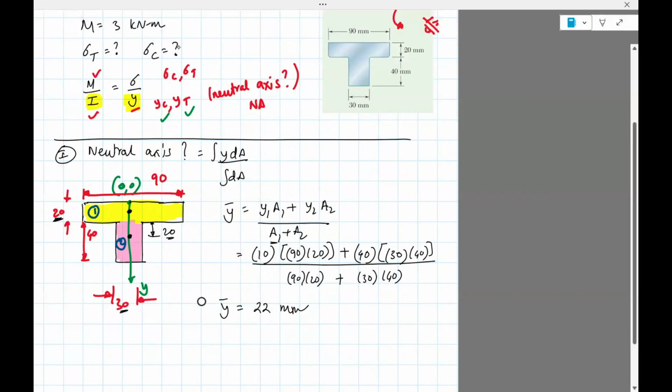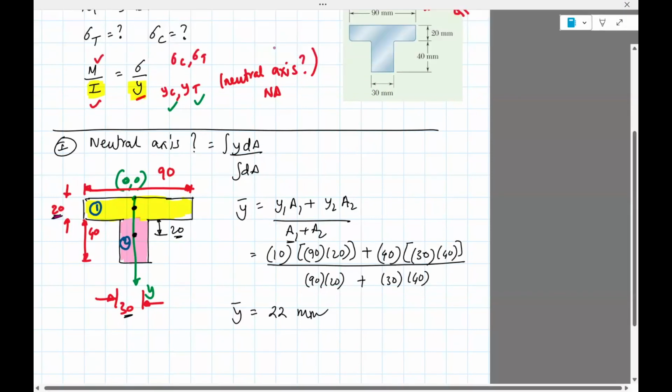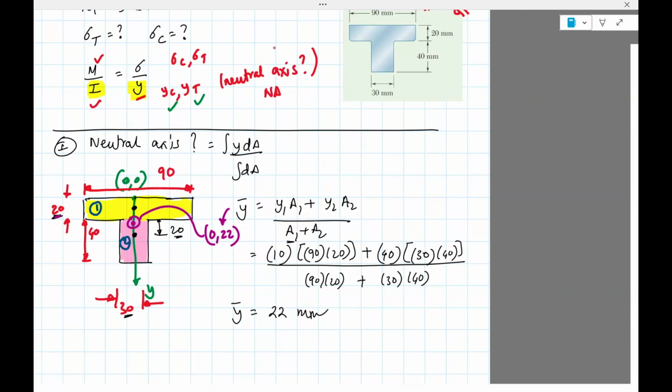So where is 22? Okay, this is 20, so 22 must be here. This is x is 0, y is 22. That's where the centroid is. Slightly below the yellow rectangle. Yeah, so that's also the place where the neutral axis is located. Okay, let's do the second part. Now we've computed neutral axis.